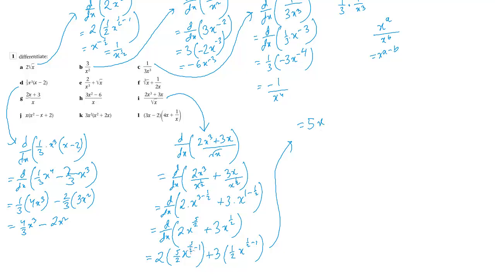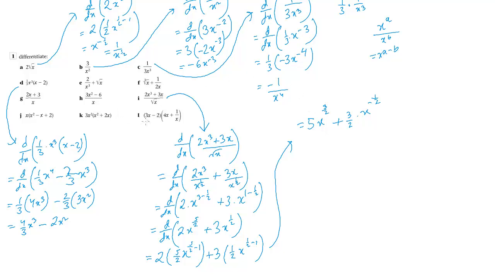Now 5 by 2 is 2.5. 2.5 minus 1 is 1.5, which is 3 by 2. So this is going to be 3 by 2. Now plus, this is going to be 3 into half, which is 3 by 2. And we have x to the power half minus 1, which is minus half. So this is the derivative. Now let's do one more.